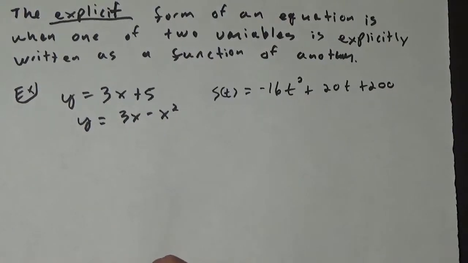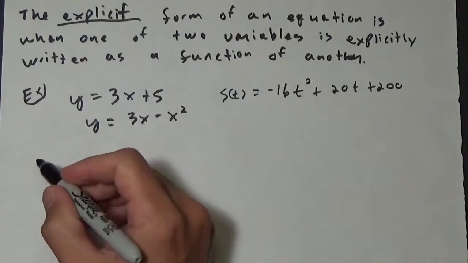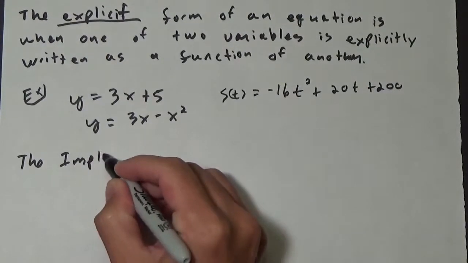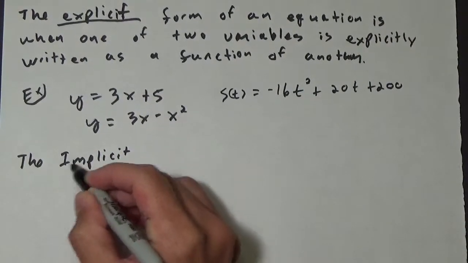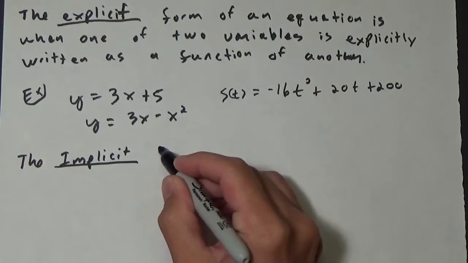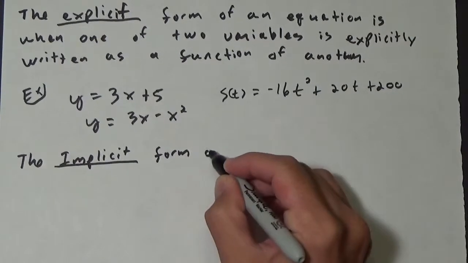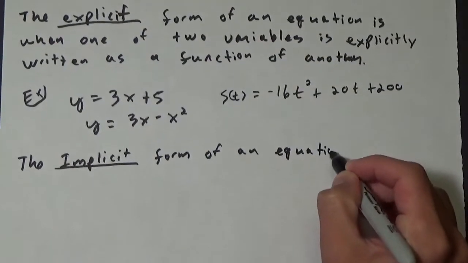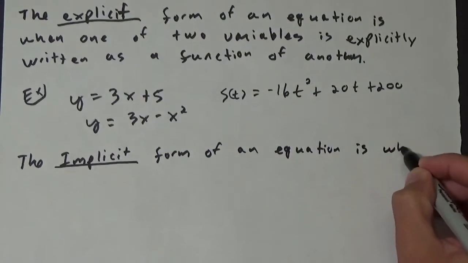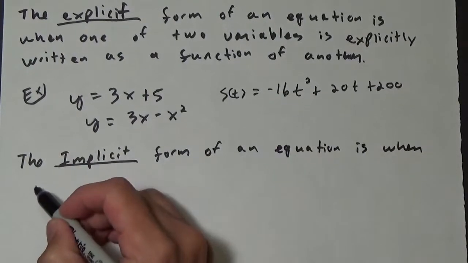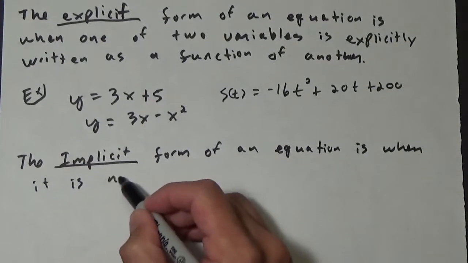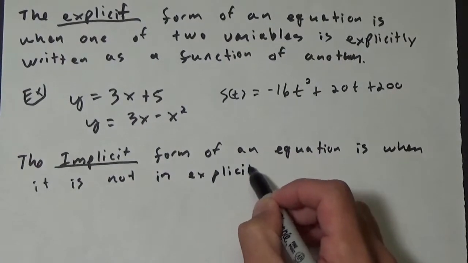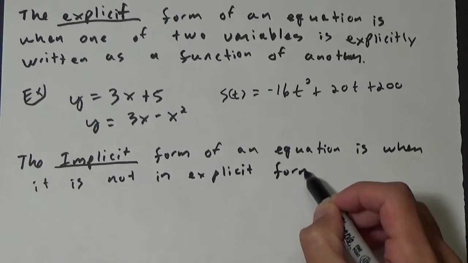Now let's look at the definition of implicit form. The implicit form of an equation is when it is not an explicit form.